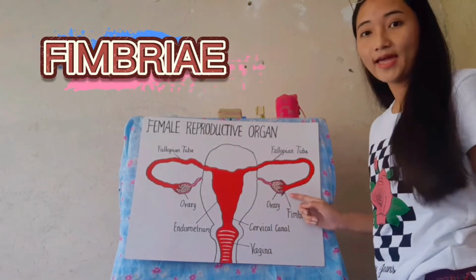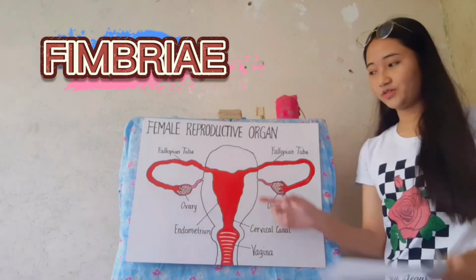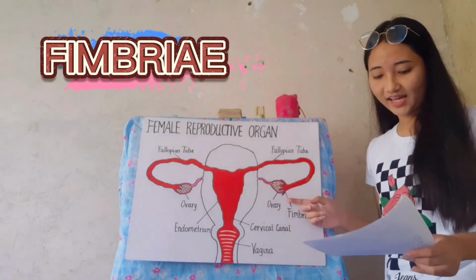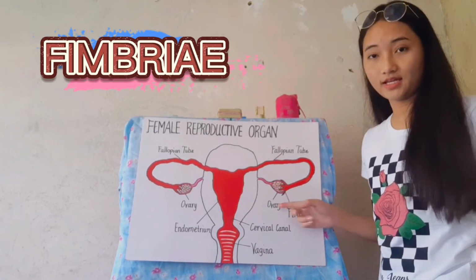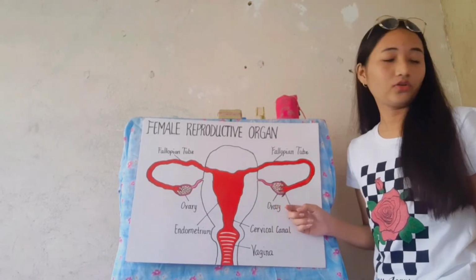Next is the fimbriae. These are what we call fimbriae. Fimbriae are finger-like projections surrounding the opening, and they help in the collection of the ovum after ovulation.